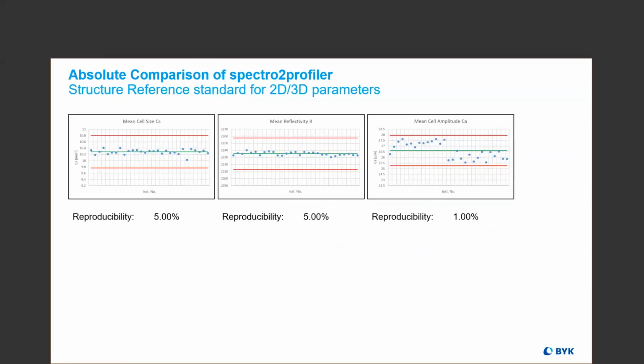And then here we have the agreement for the structure values, the 2D and 3D parameters. So you can expect the cell size measurements to agree with each other to within 5% using different instruments, as well as the mean reflectivity. Those will also agree to within 5% of the measured value, and the reproducibility for the mean cell amplitude is 1%.